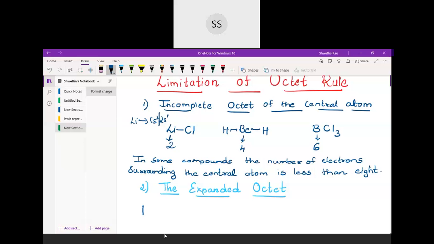So here, phosphorus is the central atom, and this phosphorus is linked with the 5 fluorine atoms. If I have to draw and show you, it would be like this. So I can draw the structure. You have 5 fluorine atoms, and each atom is linked with one single bond. So the total number of electrons over here with the phosphorus atom will be 10.